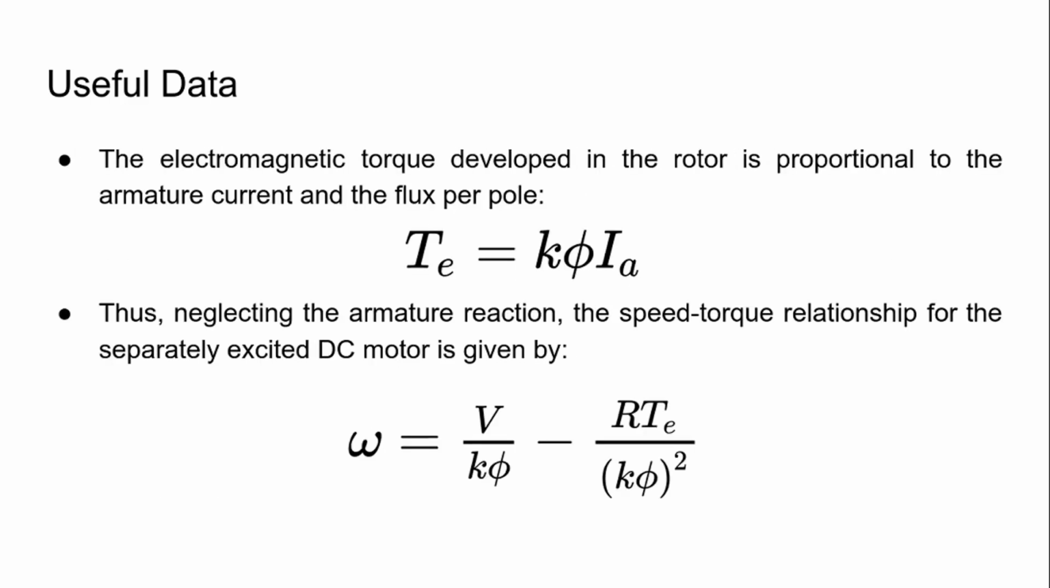The electromagnetic torque developed in the rotor is proportional to the armature current and the flux per pole, that is TE equals K phi IA. Thus, neglecting the armature reaction, the speed torque relationship for the separately excited DC motor is given by omega equals V by K phi minus RA TE divided by K phi square.